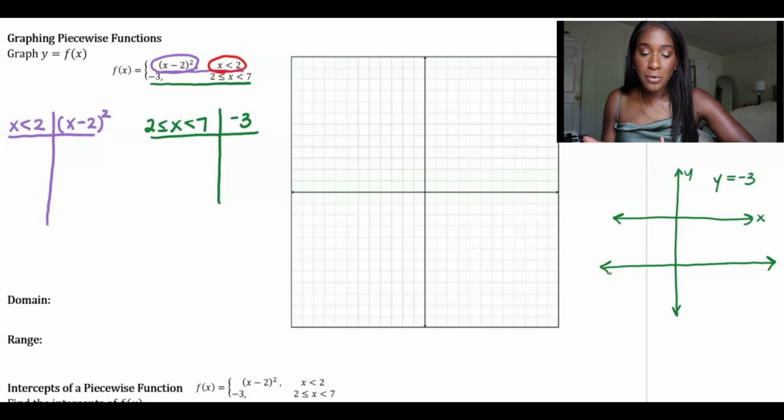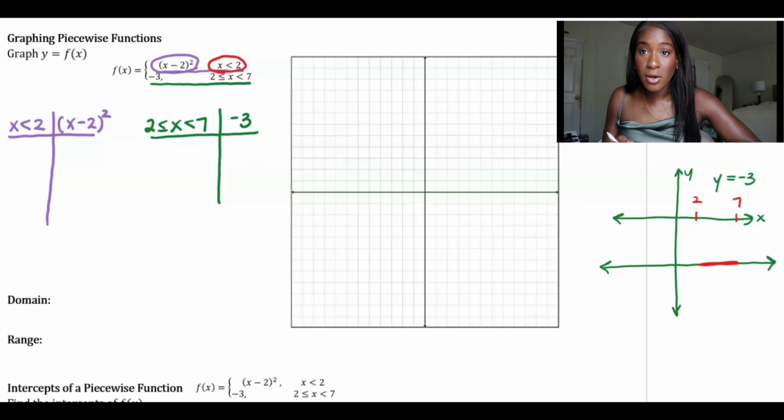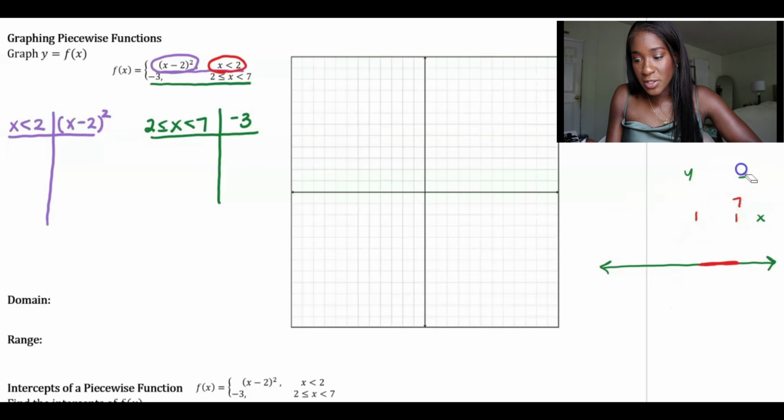So this is what y is equal to negative 3 looks like. Again, keep in mind we won't see all of this. We will only see the part of that graph that falls between 2 and 7. So we'll only see a little piece of that graph there. But with those shapes in mind, let's go and complete our table so that we can graph this piecewise function.